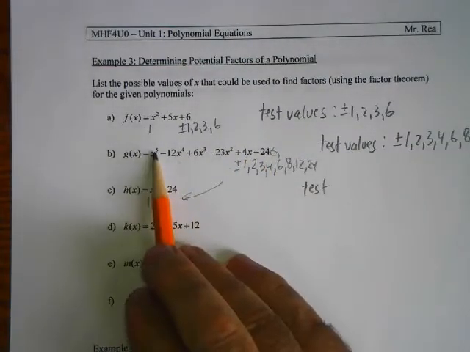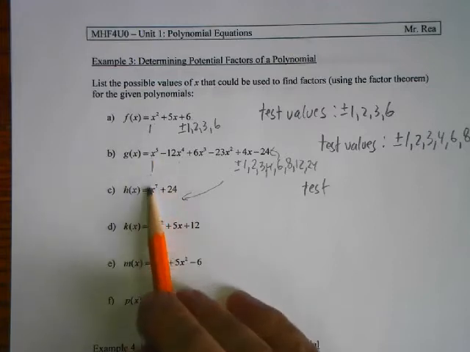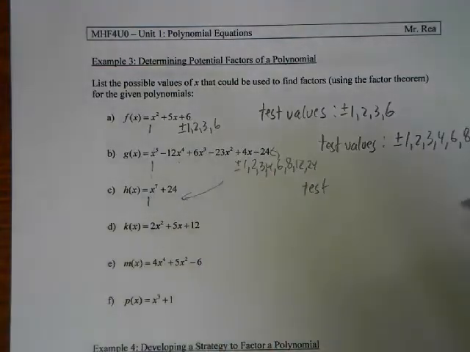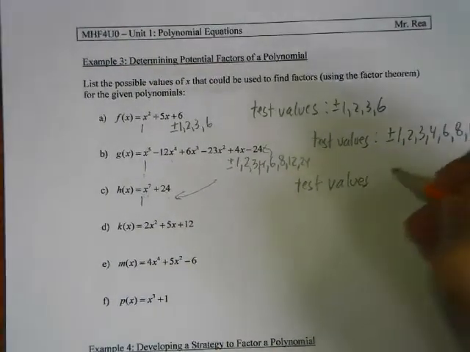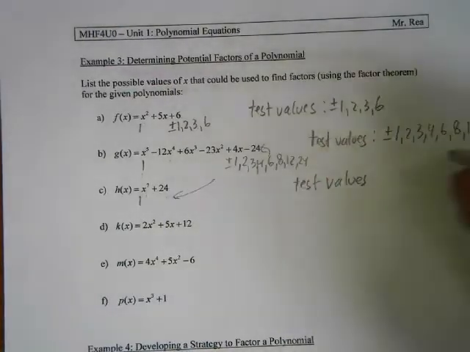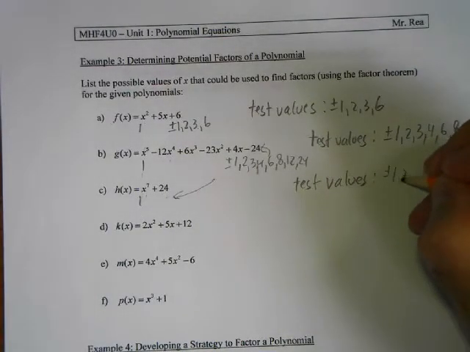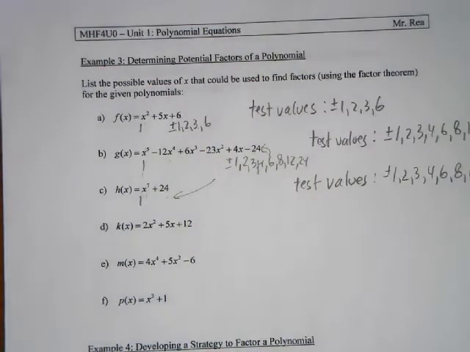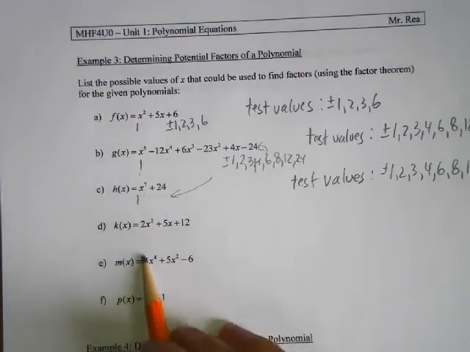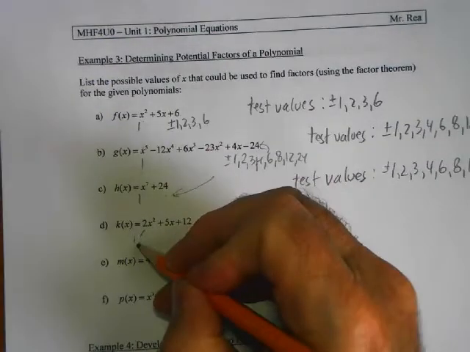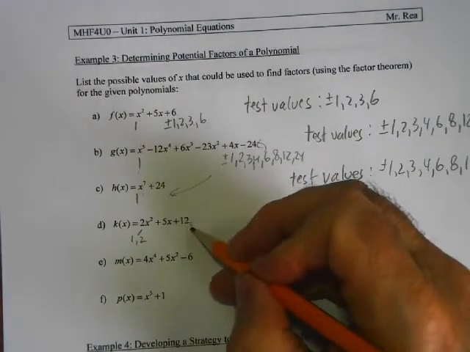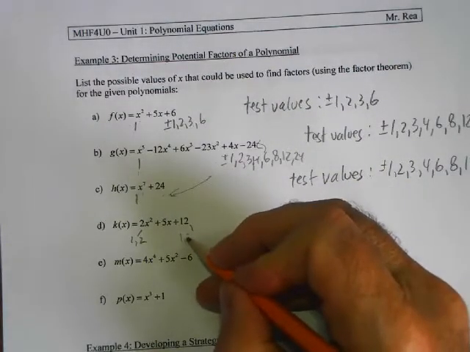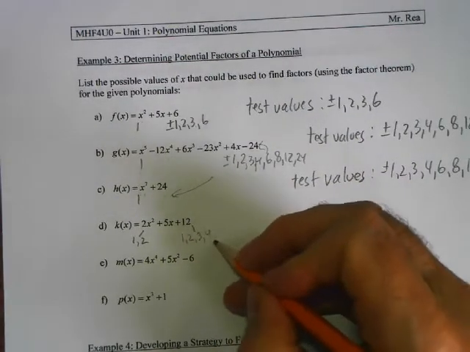Even though the degree is different, the fact that the leading coefficients and the constants are the same, even though that's minus, that's plus, it doesn't make a difference. Okay, so test values here, same as before. Plus or minus 1, 2, 3, 4, 6, 8, 12, 24. Okay, now we get to some trickier ones where we've actually got a leading coefficient. So now we've actually got 1 and 2. And here we've got our traditional 12. Actually, we haven't had 12 yet, have we? No. So 1, 2, 3, 4, 6, 12.